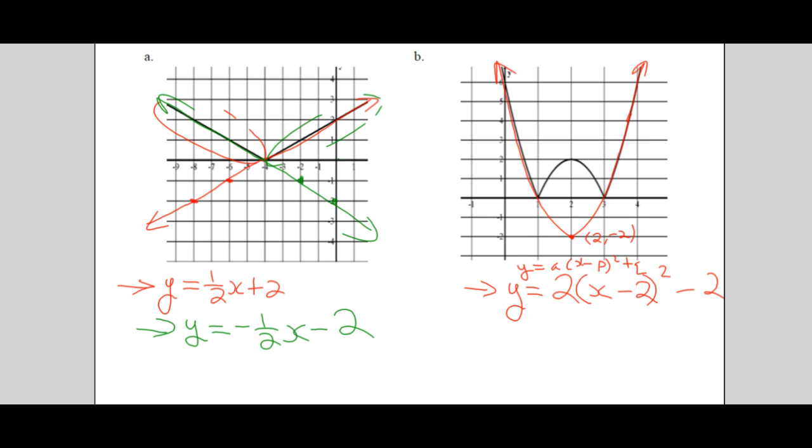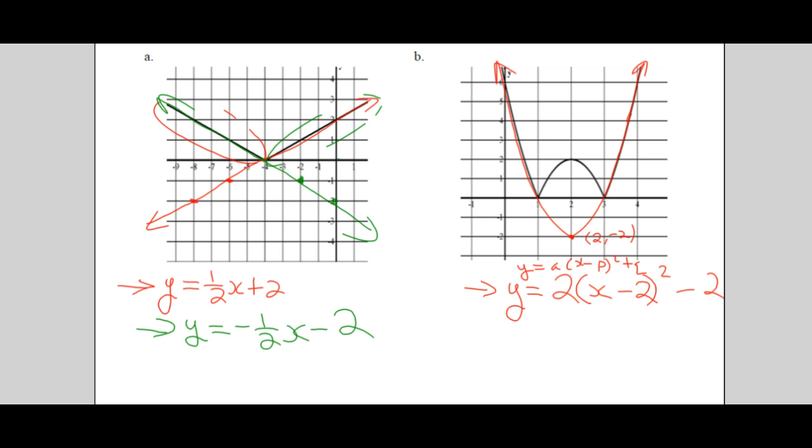And then the stretch factor, if I go over 1, I should be up 1, but I'm up 2. If I go over 2, that should be 4, and it's 8. So we have a stretch factor, positive 2. Opens up, positive 2, shifted right 2, shifted down 2.